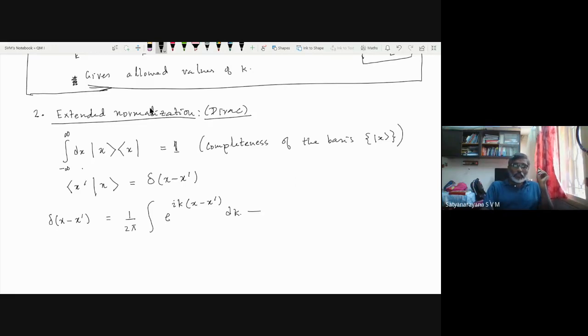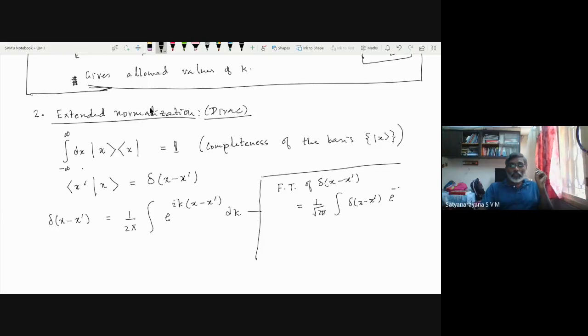So how do we write this? It's very simple. So let us say I have the Dirac delta function. Let's write down what is the Fourier transform of the Dirac delta function, the Fourier transform of delta of x minus x prime. I hope you have learned Fourier transform. So that is equal to 1 by square root of 2 pi, integral of delta of x minus x prime into e to the power minus ikx dx, from minus infinity to infinity. This is the Fourier transform of the Dirac delta function.